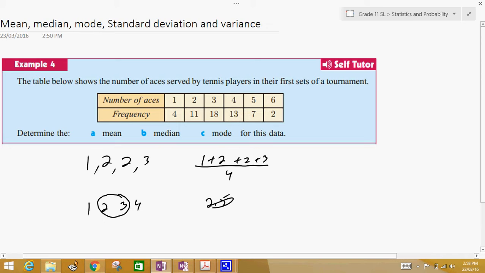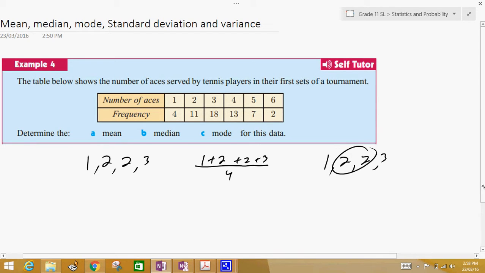And the mode is the number you see the most. So for instance, for this one, 1, 2, 2, 3, what number do you see the most? It's the 2. So the mode is the number 2. So that's your simple understanding of mean, median, mode.